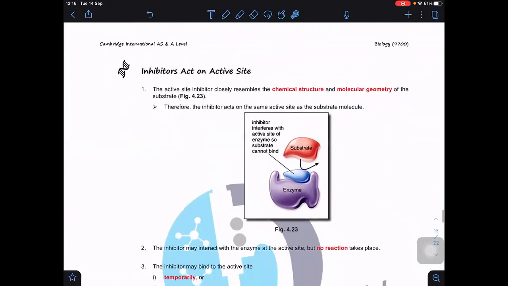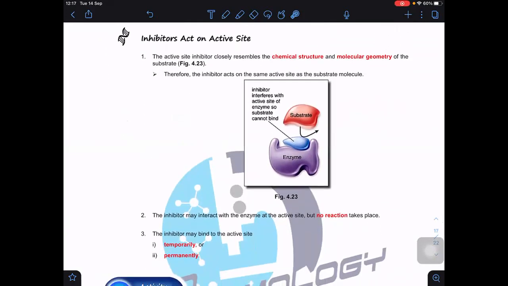So we start with the first part here. We talk about inhibitors that act on active sites. If the inhibitor wants to bind to the active site, it means their chemical structure or molecular geometry, the shape basically, must be similar. Not the same shape, but similar in shape to the substrate. So therefore, they will be able to bind to the active site.